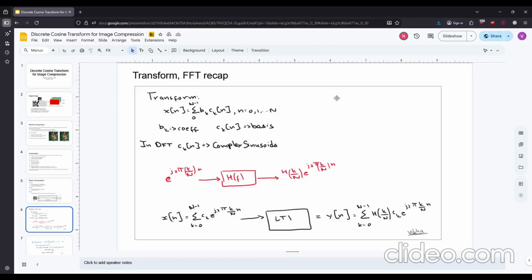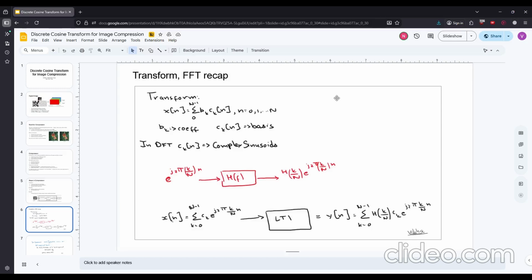One of the most important techniques used in lossy image compression is transform coding. Instead of compressing the pixel values directly, transform coding converts the image from the spatial domain into the frequency domain. In general, we can think of a transform as representing x[n] as a sum of weighted basis functions. In this equation, the c_k are the basis functions and b_k are the coefficients.